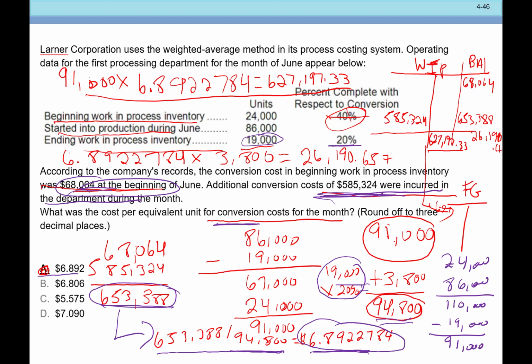Okay. So we have Leah, I almost called you Princess Leah. Leah, we had 91,000 units we transferred out, right? Times 6.89222784 means I transferred out cost at $6.80 something cents per unit. I transferred out cost of what? 627,198. Right there.